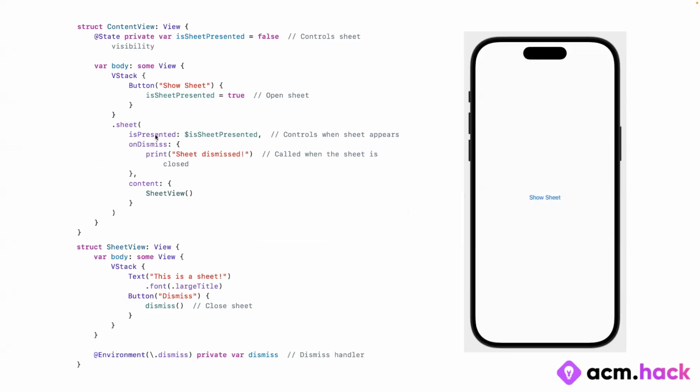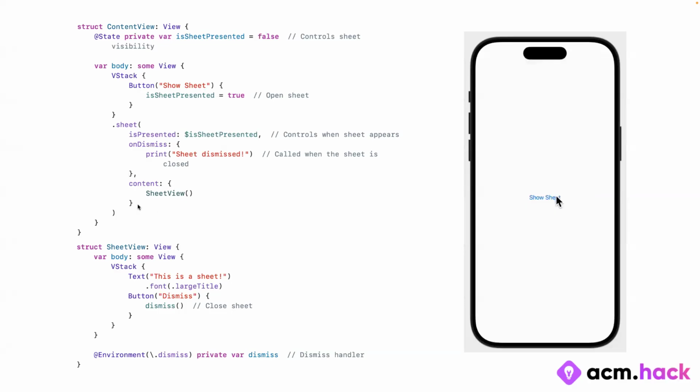And then for isPresented, we put the variable isSheetPresented. You can see we instantiate the variable up here. We set it to false originally because we don't want the sheet to be showing at the very beginning. And then we have a button here that sets isSheetPresented to true when we click on the button Show Sheet. So when we click on the button Show Sheet, isSheetPresented will be true. And then when it's true, the sheet will pop up.